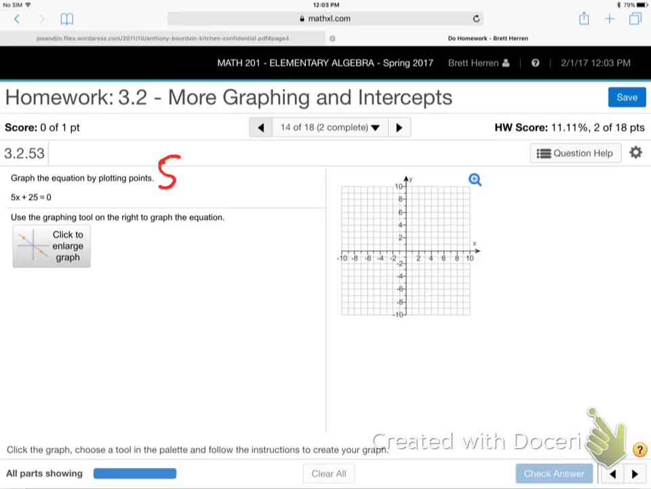All right, so try this one, guys. 5x plus 25 is 0. I want you to graph it.